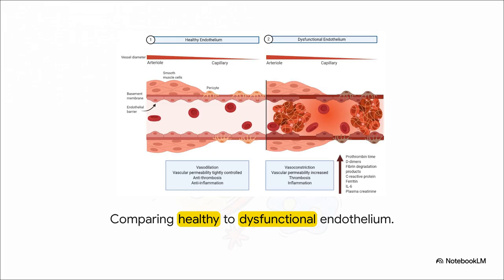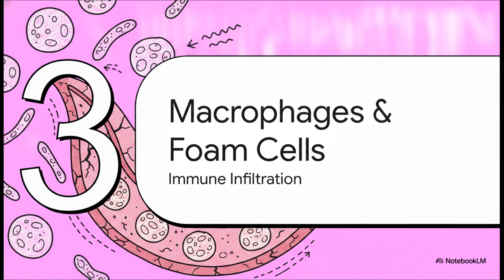But look over to the right. When exposed to persistent injury, maybe from the sheer physical stress of hypertension or the toxic load of high cholesterol, that barrier just breaks down. The endothelium gets damaged and dysfunctional. This leads to sudden vasoconstriction and increased vascular permeability. So instead of actively repelling clots and immune cells like it's supposed to, this damaged endothelium actively promotes thrombosis and intense inflammation.